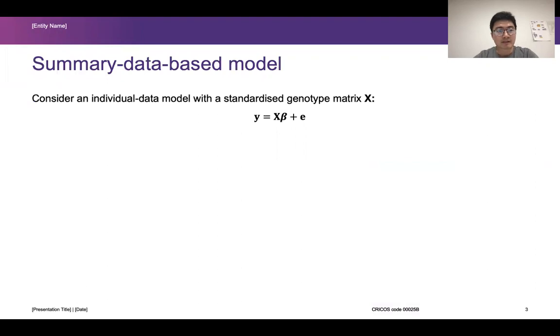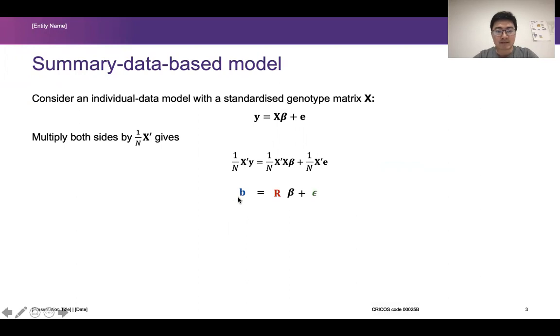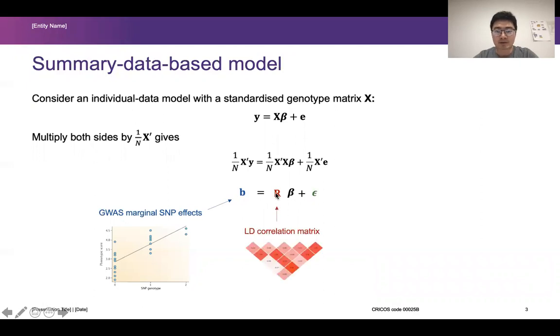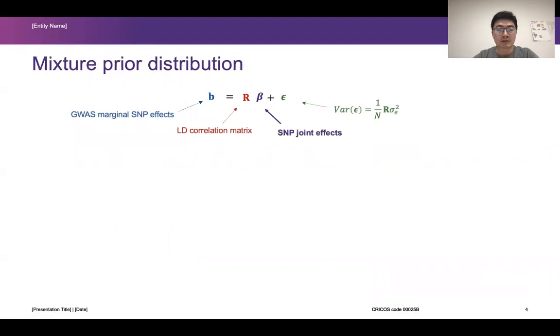We can quickly derive the summary data-based model as below. So let's consider an individual data model with a standardized genotype matrix X. If we multiply both sides by 1 over n times X prime, it gives this new equation. It is recognized that the left-hand side of this equation is the GWAS marginal SNP effect estimates. And on the right-hand side, we have the LD correlation matrix times the SNP joint effect plus residuals. So this is a general form of model underlying many summary data-based methods.